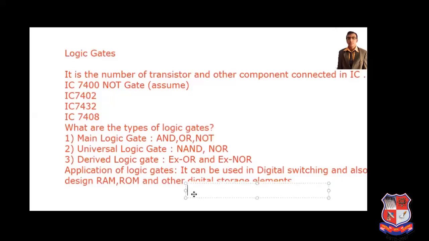Can be operated with digital signal. Operate with 1 or 0 input only. Why? Because a digital signal can be considered as one type of specific voltage level, 0 or 1.